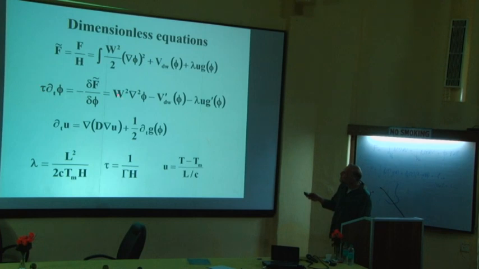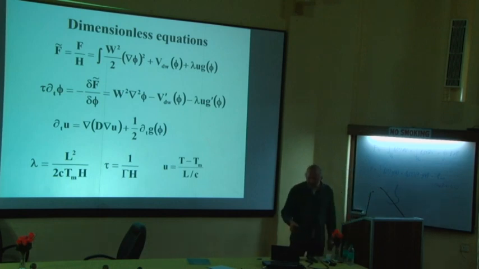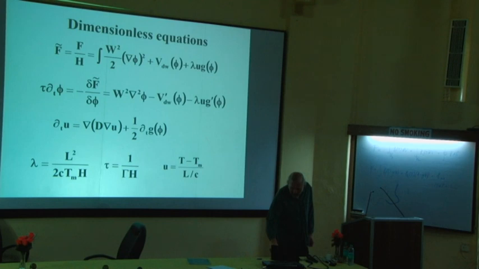The equation for the phase field becomes just this, where the primes are the ordinary derivatives of the double well and this interpolation polynomial with respect to the phase field. And here is the dimensionless equation for the temperature. And all of these constants that appear here can be related to the previous model parameters.